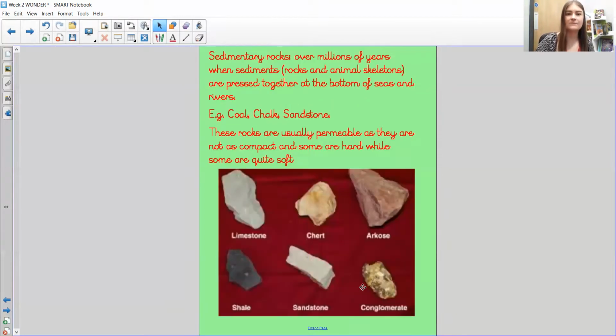Okay, and the next one, we're looking at sedimentary rocks. Now, these rocks are formed over millions of years when sediments, which can be bits of other rocks, it can be bits of animal skeletons that have died and then gone into the ground. It can be lots of little bits of things like that. They are pressed together, often at the bottom of a sea or a river, with all of the things going on top pushing it together. And basically it's layers and layers of things all together that are crushed. And because they are crushed and there's so much pressure on them, they harden and they become rocks. For example, we've got coal, chalk, and sandstone.